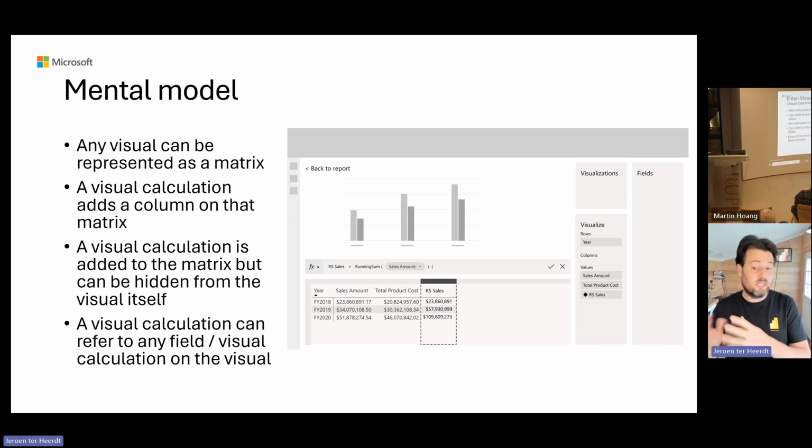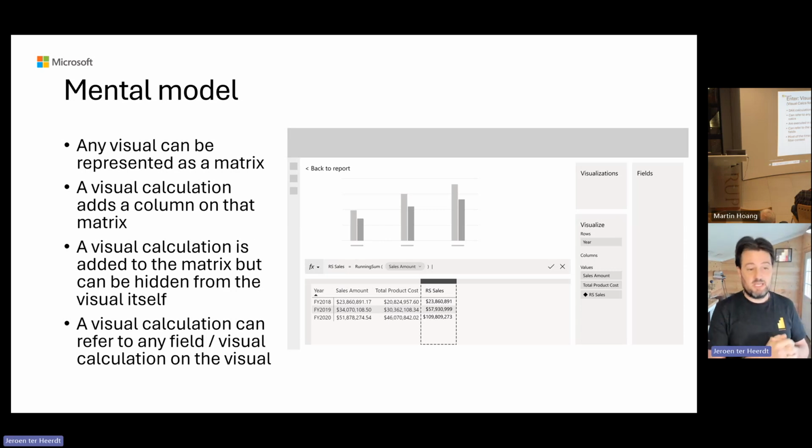1 column for year, with 3 words in there, FY 2018, 19, 2020, and then 2 more columns for numerical values. 1 for sales amount, 1 value for each year, and 1 for total product cost, 1 value for each year. That's all this visual knows. That's all this visual needs to paint itself onto the screen.